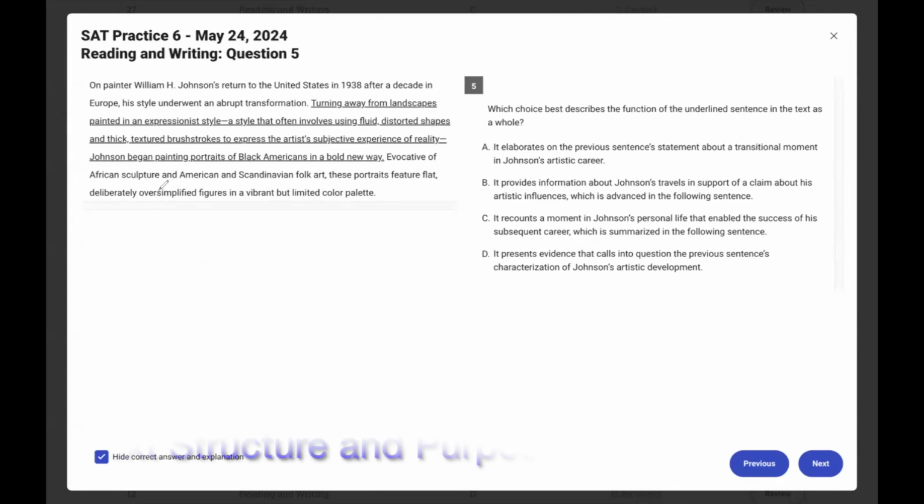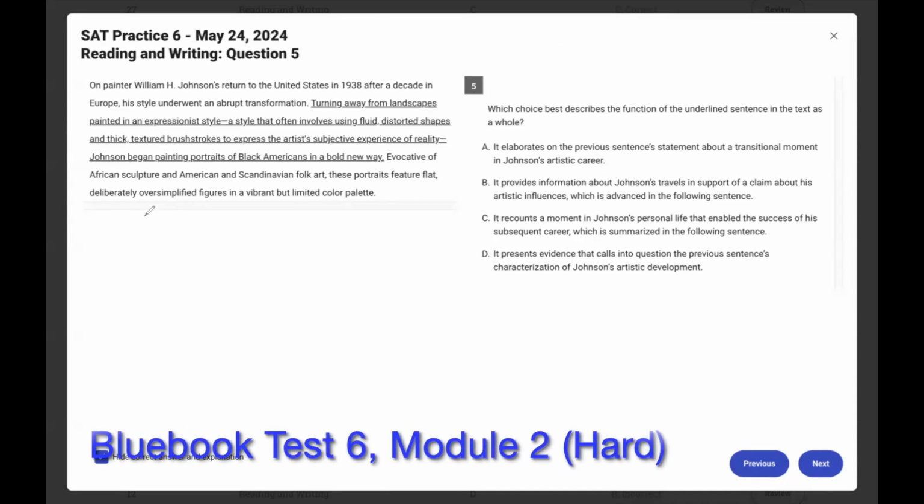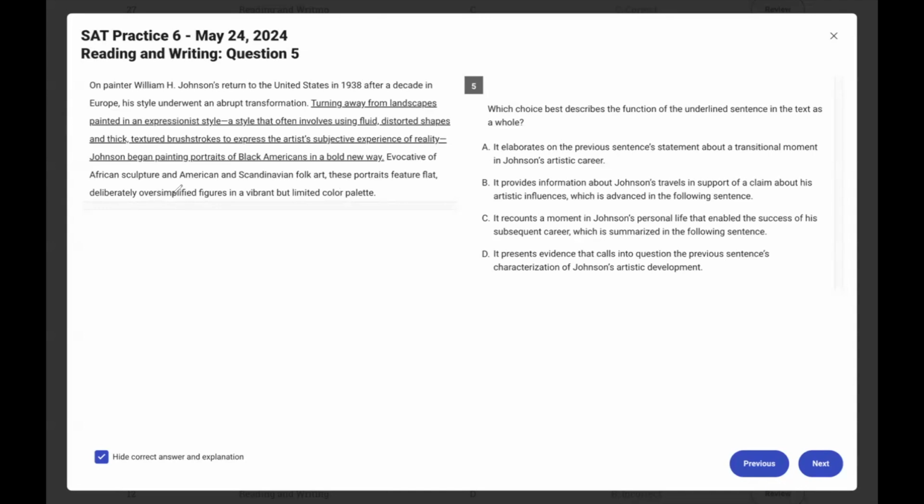Today we're working through a text structure and purpose question found in Bluebook Test 6, Module 2 Hard, Question 5. Let's take a look now.